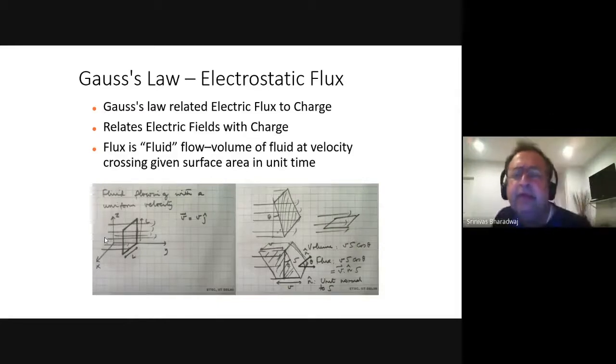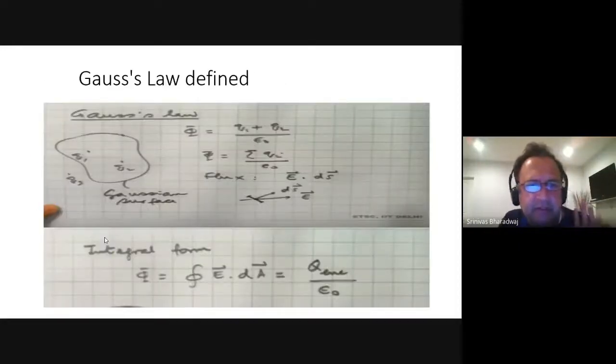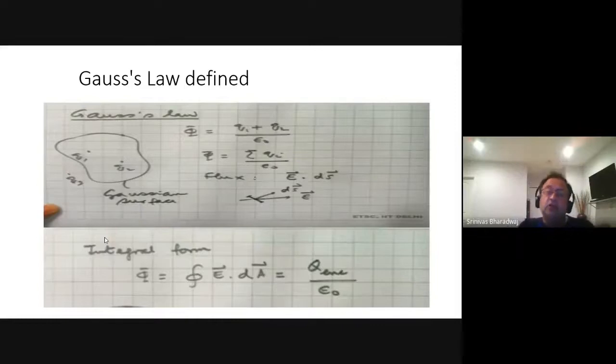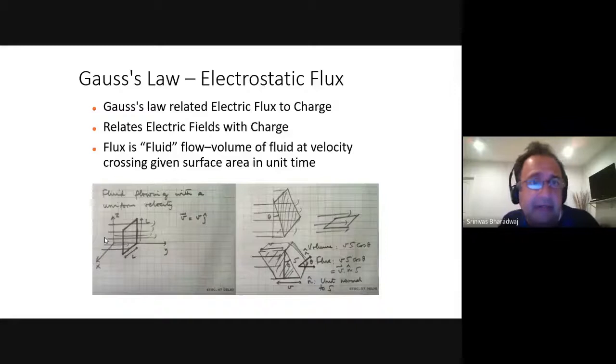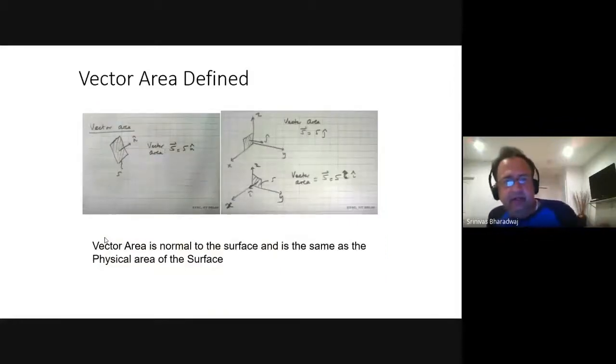flowing. So it's a little bit tricky business, but what you need to remember is that we deal with this law: closed integral of E dot dA equals Q enclosed by epsilon naught. Remember this law because we will be applying it in many places.